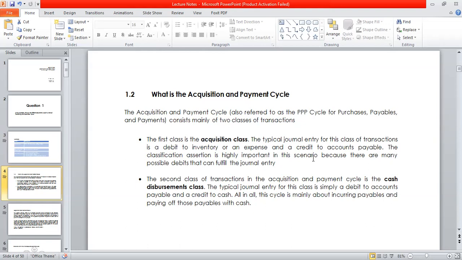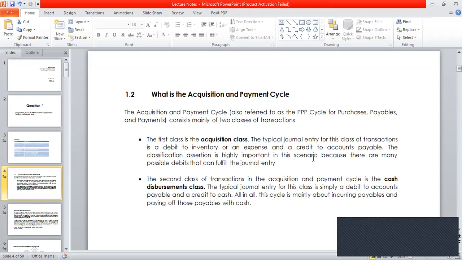So in this class, the typical journal entry for the transaction is a debit to the inventory or the expense, and a credit to the accounts payable journal. The classification assertion is highly important in this scenario because there are many possible debits that can fulfill the journal entry. So it is very important to first classify the type of the transaction.